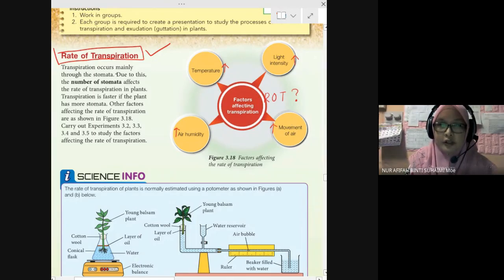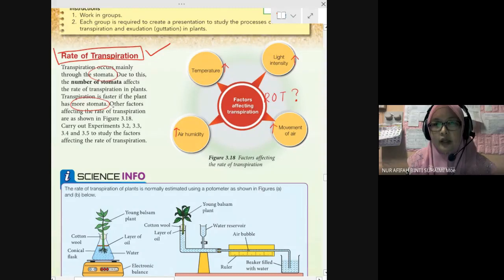Transpiration occurs mainly through the stomata, which is water loss through stomata. Due to this, the number of stomata affects the rate of transpiration in plants. Transpiration is faster if the plant has more stomata.